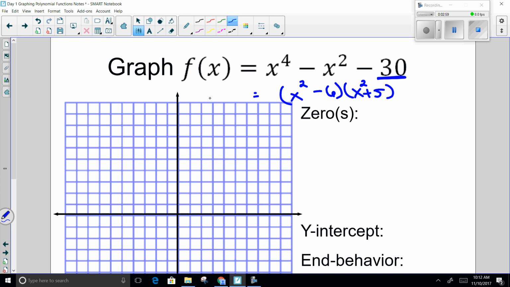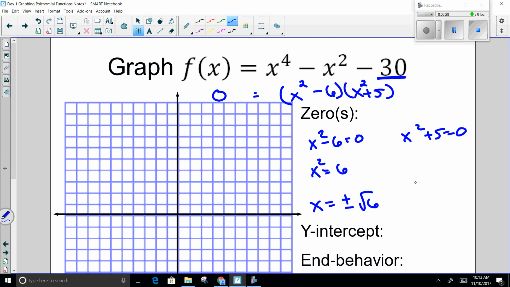Now, zeros are where the graph crosses the x-axis, which means the y value is 0, so f of x equals 0. So we have 0 equals x squared minus 6 times x squared plus 5. Then we set each factor equal to 0, and we solve each one of those. Just like we did in the previous unit, we would take the 6 and move it to the other side by adding. Then we would square root both sides, and you would get plus or minus square root of 6. Here you would get x squared equals negative 5, square root both sides, and you get x equals plus or minus i square root of 5.